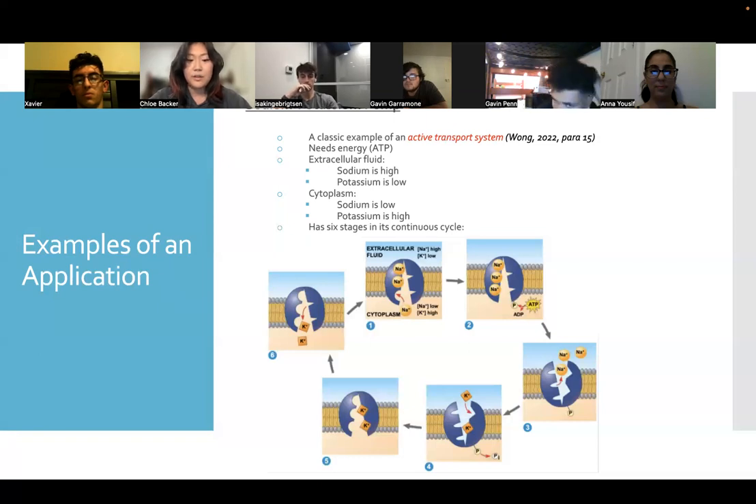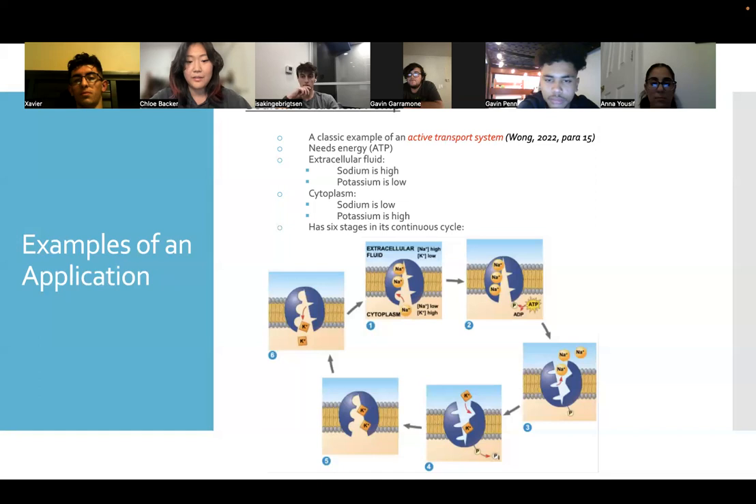Stage 3, phosphorylation leads to a change in protein shape, reducing its affinity for sodium, which is released outside of the cytoplasm and into the extracellular fluids. Stage 4, the new shape of the pump has a high affinity for potassium, which binds on the extracellular side and then triggers release of the phosphate group.